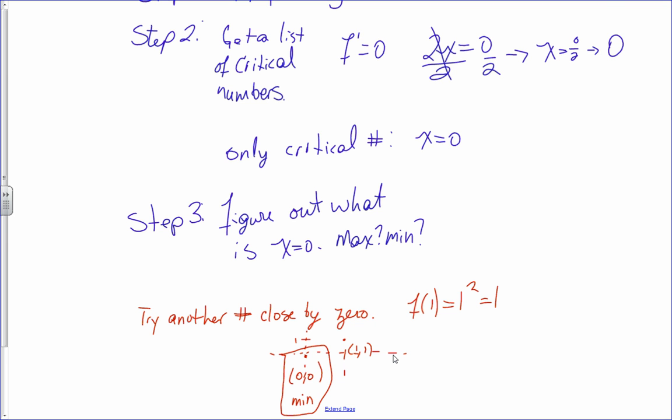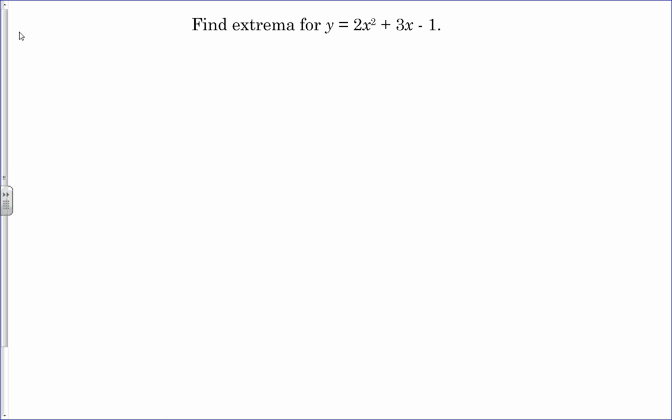Now for this one, I want to make this the U try. So pause the video for a moment and find the extrema for y equals 2x squared plus 3x minus 1. All right, let's solve this here.